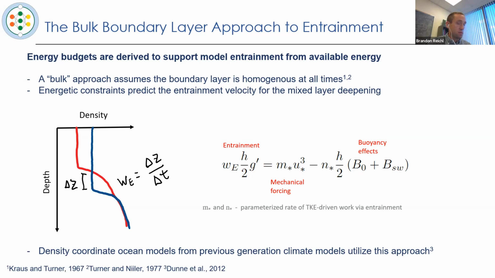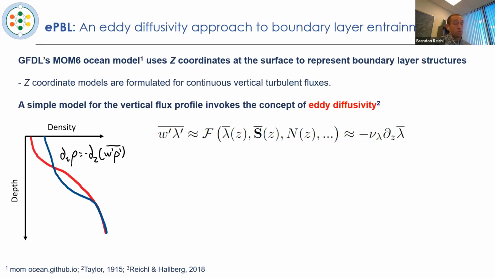This was common in previous generation ocean models that use density coordinates, as I just mentioned. Now, of course, we know that the boundary layer is not perfectly homogeneous. So we need to be able to actually represent some of the structure of the physical properties of the model in the boundary layer to better simulate both the boundary layer evolution as well as the exchange of variables.